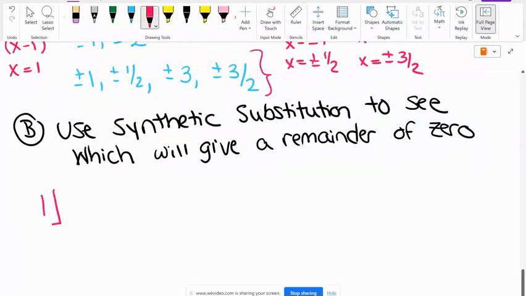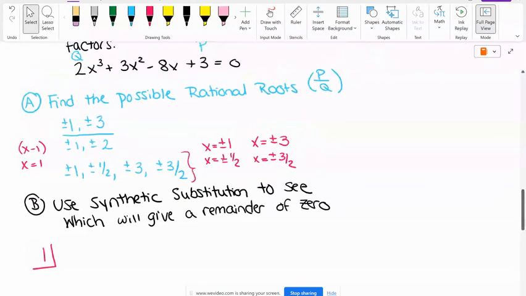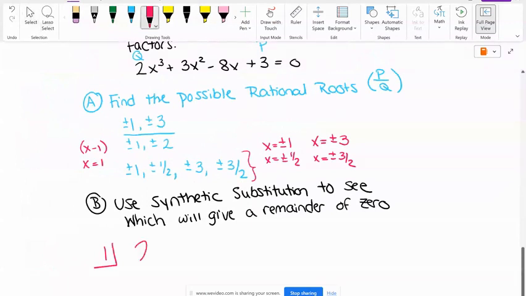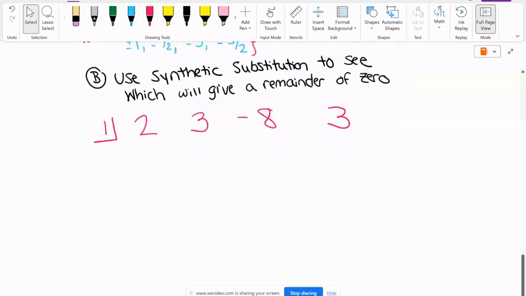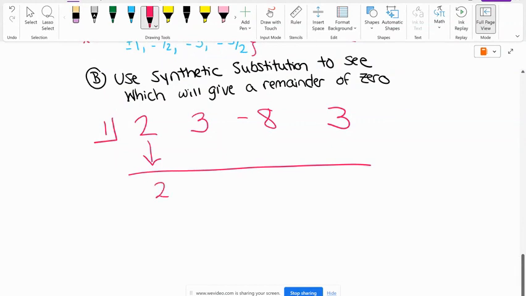So we're going to put positive 1 in our box. And then we list out our coefficients, 2, 3, negative 8, 3. I didn't need to put a 0 for anything because every exponent's accounted for. Bring down that 2. 2 times 1 is 2. 3 plus 2 is 5. 5 times 1 is 5. Negative 8 plus 5 is a negative 3. Negative 3 times 1 is a negative 3. 3 plus negative 3 is 0. When your first guess works, you're so lucky.